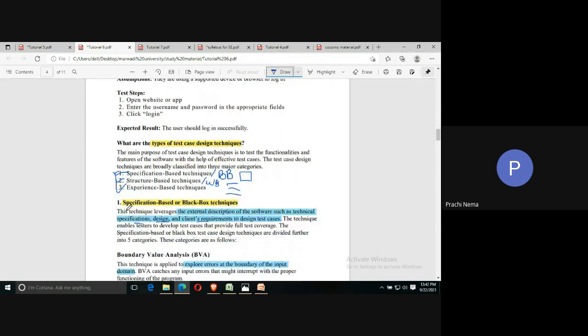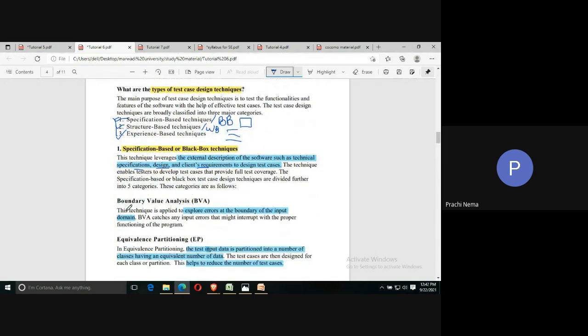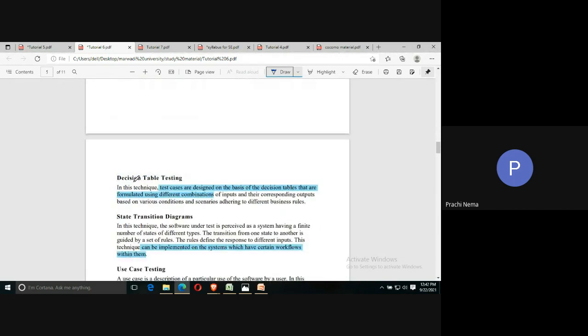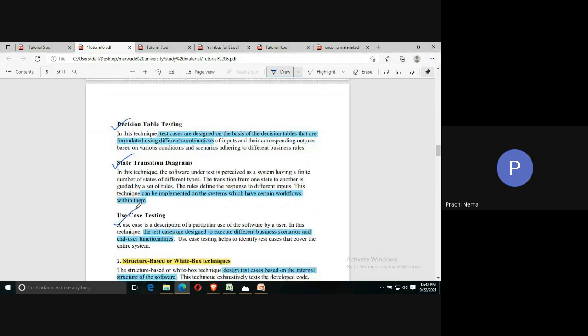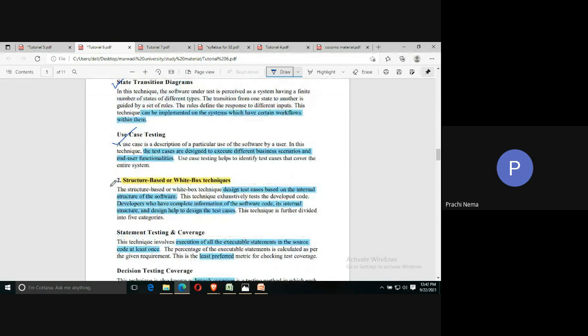Okay, now let us see what techniques come under specification based or black box technique. The names of those techniques are boundary value analysis, equivalence partitioning, then decision table testing, state transition diagram, and use case testing. All these are black box testing, test case designing techniques. Then for the structure based or white box test technique, these are based on the internal structure of the software.